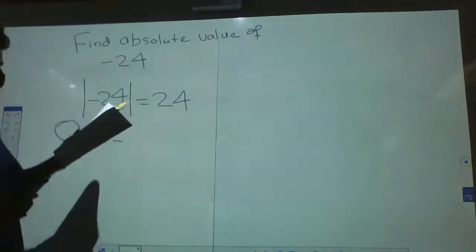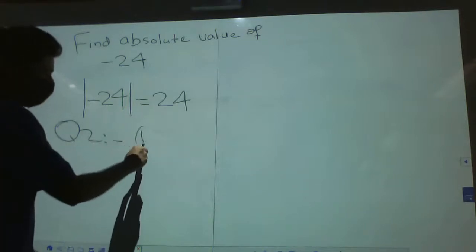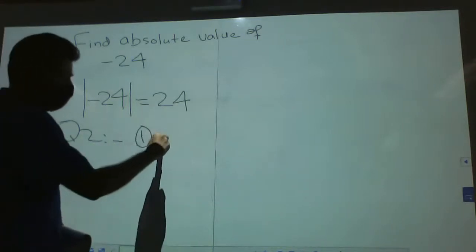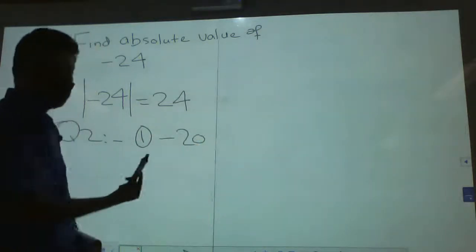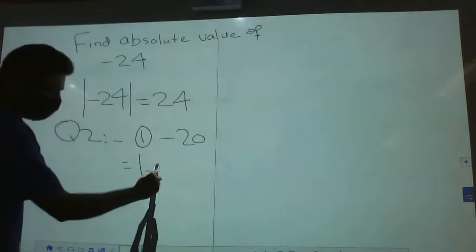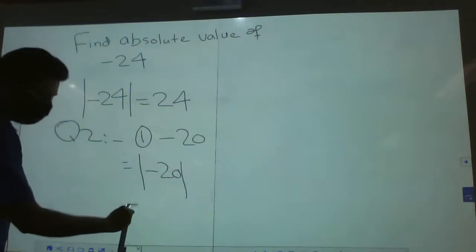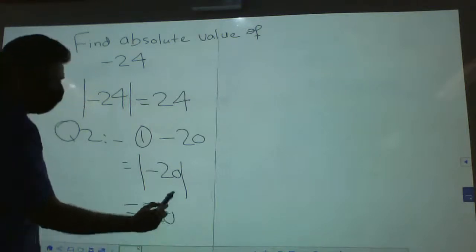Right? Question number 2, how do we have to do it? Number 1 is minus 20. So simply we have to find the absolute. How can we do it? We have to do it like this, minus 20. What is the absolute of minus 20? It is only 20. Okay.